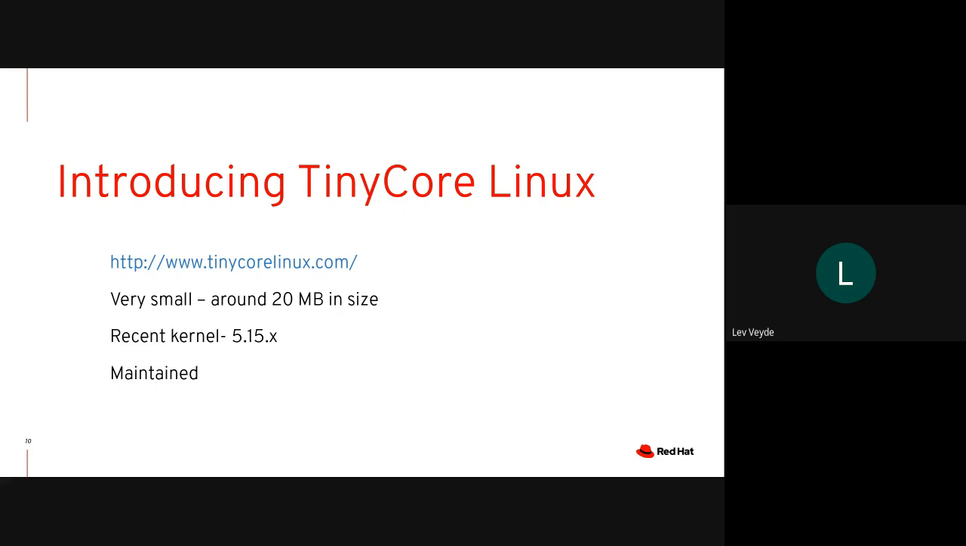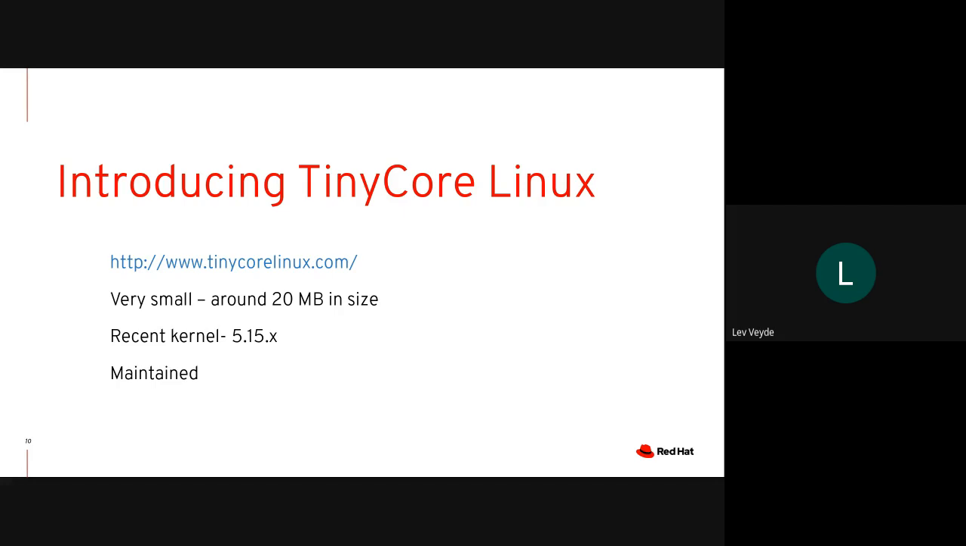Okay, thanks. So among a number of different small Linux distros, after looking around, we chose this one. First of all, because it's one of the smallest, just around 20 megabytes in size, which is, well, still a lot larger than 512 bytes, of course, but it's 100 times or more smaller than a typical CentOS installation. So it was quite good.